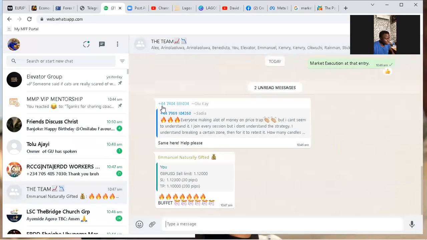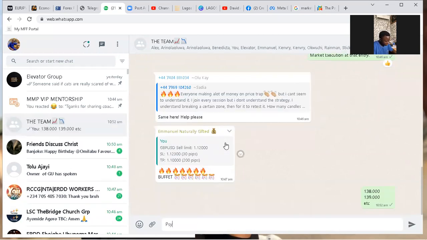So let me just type out the numbers. I said they are all numbers, rounding the last 3 digits of the significant figure to 0. 138.000, 139.000, etc. All right, psychological levels.